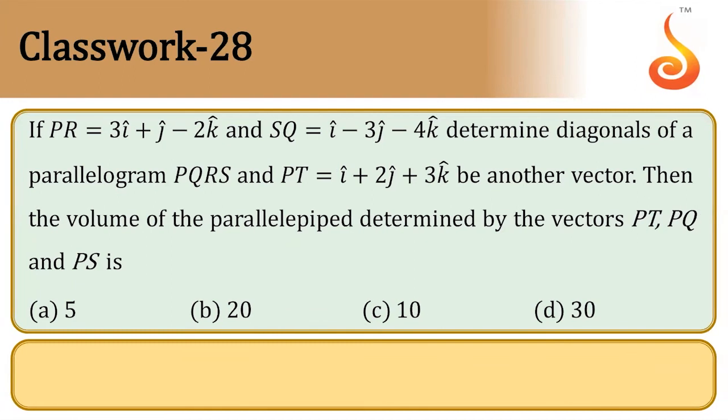Determine diagonals of a parallelogram PQRS. PT is given as another vector. Then the volume of the parallelepiped is determined by the vectors PT, PQ and PS. PT is given. We want PQ and PS, which are required. So now you can take a proper diagram. It becomes easy.